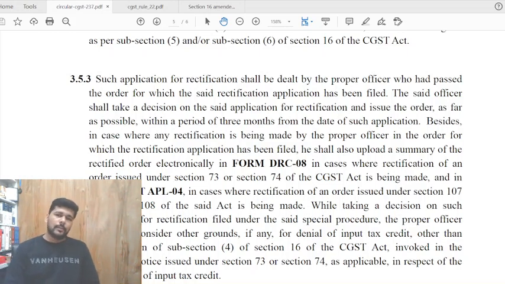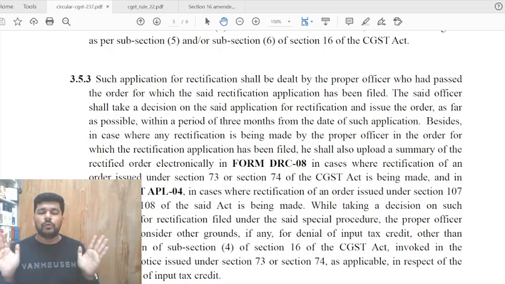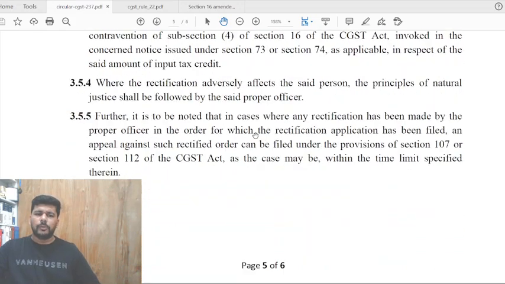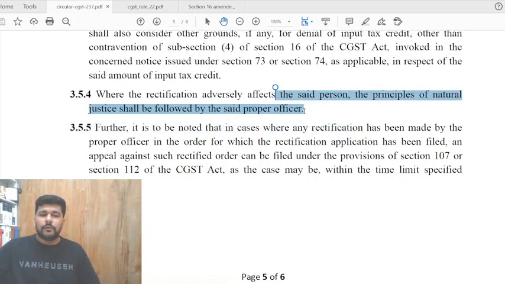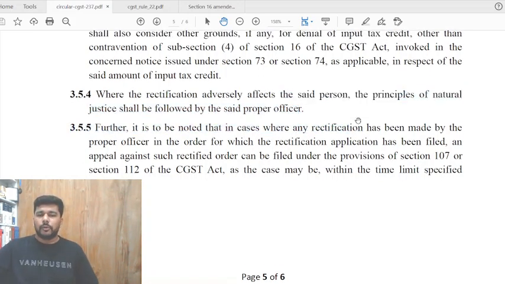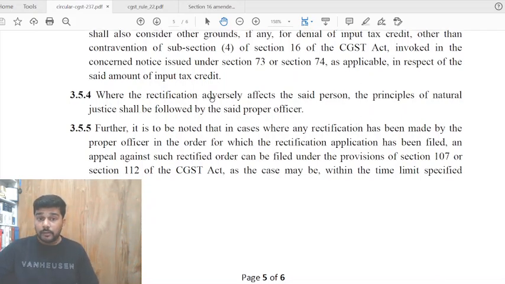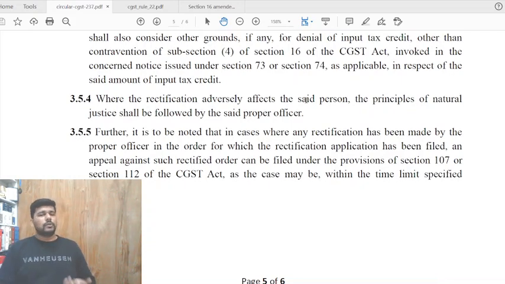authority who is scrutinizing it. If they reject it, you still have one door open: if your rectification is giving a negative result, you are still free to file an appeal. That is not a problem. Now, if the rectification adversely affects the person, then the principle of natural justice should be followed by the said proper officer. Of course, what they are saying is that when the rectification adversely affects the taxpayer, as said, they are supposed to tell the government that okay, there was an incorrect calculation.